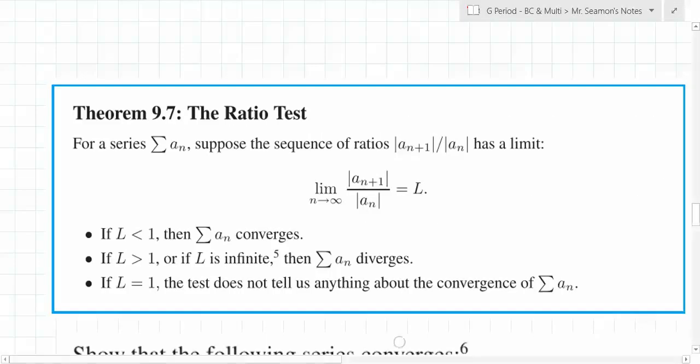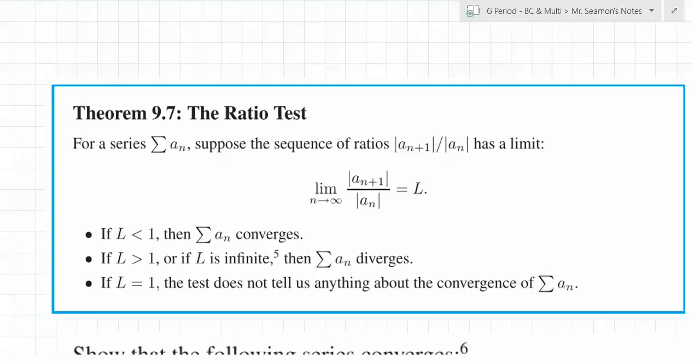Let's pause this for series an. Suppose the sequence of ratios has a limit. So what does this mean? Just to deconstruct this, this means the term and the next term. So one thing you can do is look at the limit of the current term expressed with n and the next term, and see if that is approaching a limit. You see if the ratio is approaching a limit.